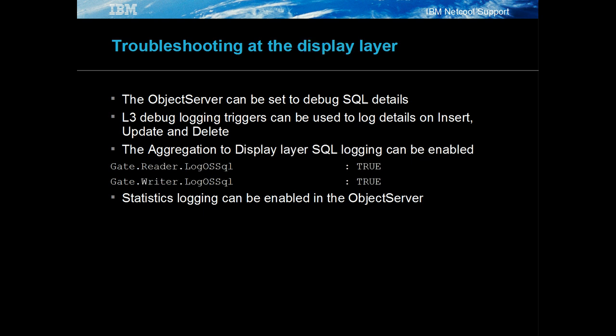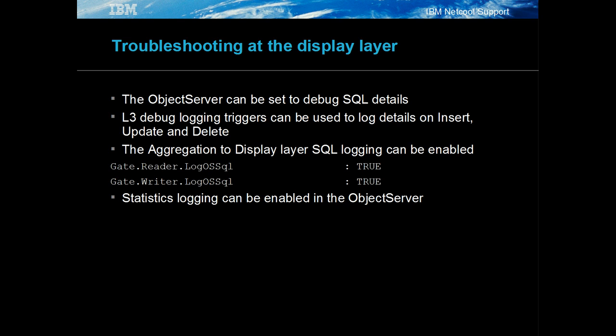At the display layer, events can be tracked as with the collection layer to aggregation layer. Because display object server data is a copy of or subset of the aggregation layer, event loss at the display layer is less likely. Checking active triggers and the event loads in the trigger statistics and profile logs is useful when troubleshooting.